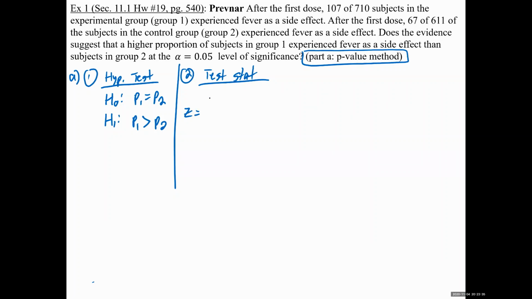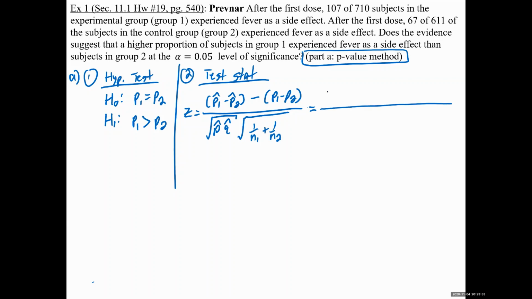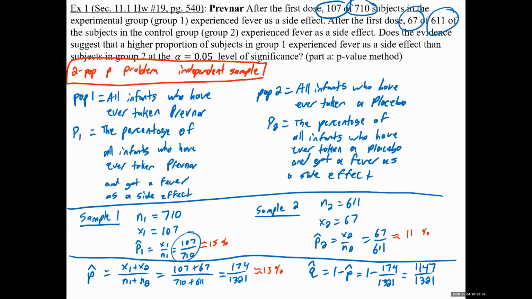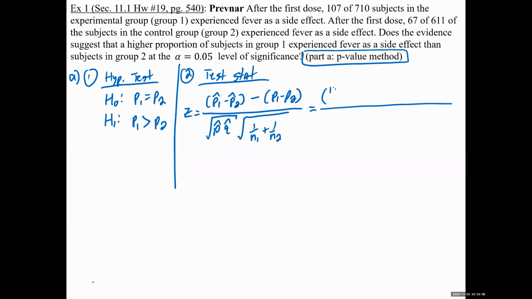The formula for the test statistic is P1 hat minus P2 hat minus the quantity P1 minus P2, over the square root of P hat Q hat, times the square root of 1 over N1 plus 1 over N2. And now I'm just going to fill into this formula here. P1 hat, let me go back a slide. P1 hat is 107 over 710. P2 hat is 67 over 611. So I'm going to write those down. 107 over 710, minus 67 over 611.